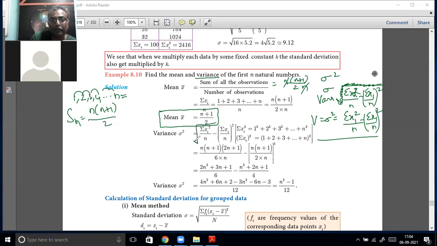On the square root, just remove that square root, and you will get variance as sigma squared. Very simple. That's all. Now what you have to do is use sigma x_i squared by n minus (sigma x_i by n) the whole squared. What is sigma x_i squared? That is equal to the sum 1 squared plus 2 squared plus 3 squared, like that it goes till n squared.